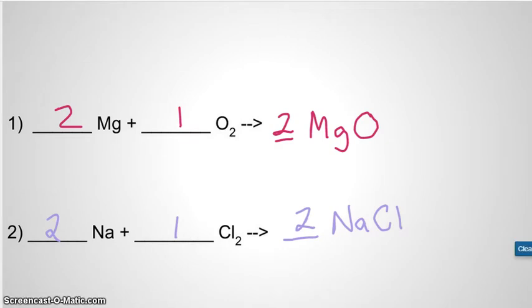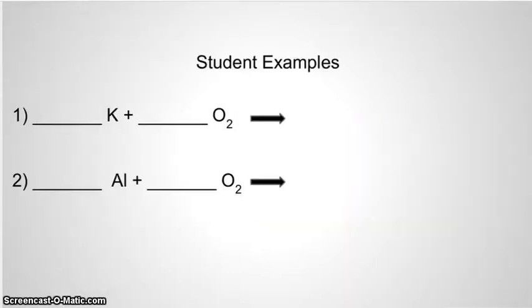So again, to identify this as a synthesis reaction, the key is that I see 2 elements chemically combining, so the only option I have is to form 1 compound as a product. In your notebook, here are 2 examples I want you to write out, try to complete them, and bring them to class. So pause this, take a second, and write these down in your notebook.